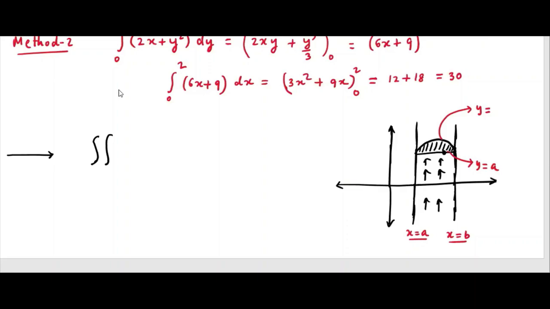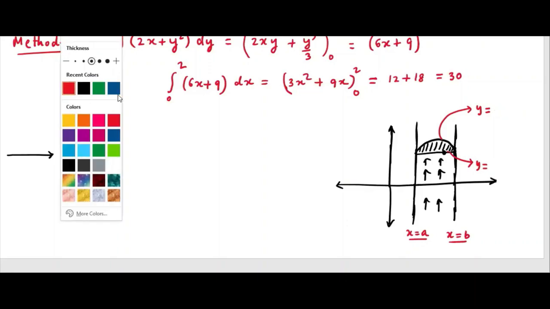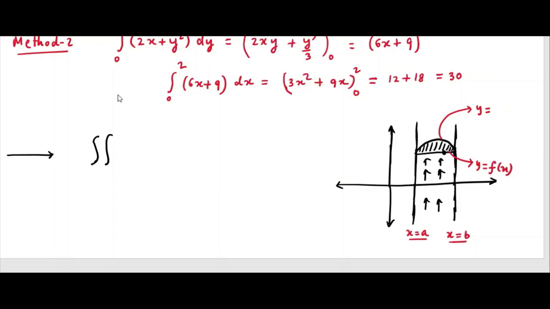Better we write phi x, any function of x, or we'll write f x, g x instead of phi. That will not be confusing. So suppose this is f of x and this is g of x. So if this is the area E, over E, the double integration definition is dx dy.